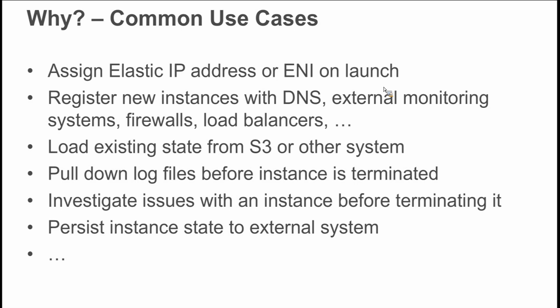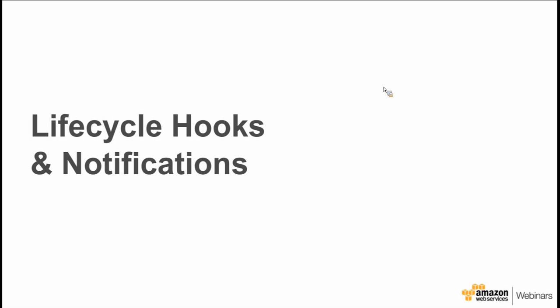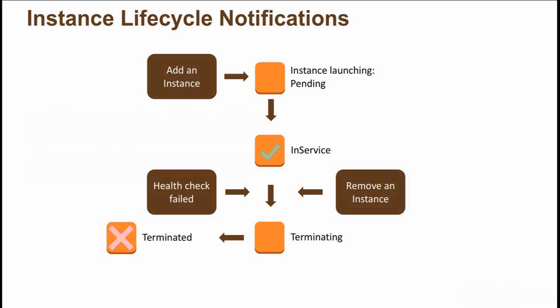A very common use case is that you want to keep the log files of the terminated instances. And if you're not using a distributed logging system like CloudWatch Logs, for example, you can influence the lifecycle and pull down log files before the instance is terminated. I'll quickly show you how that is done. To address those use cases, autoscaling provides two different kinds of mechanisms: lifecycle hooks and notifications.